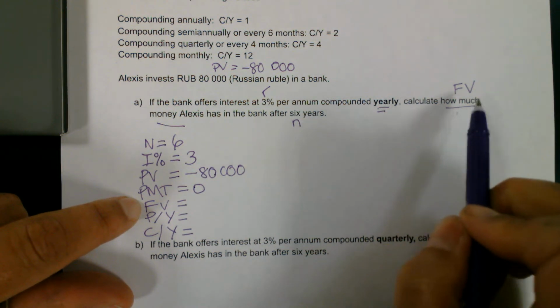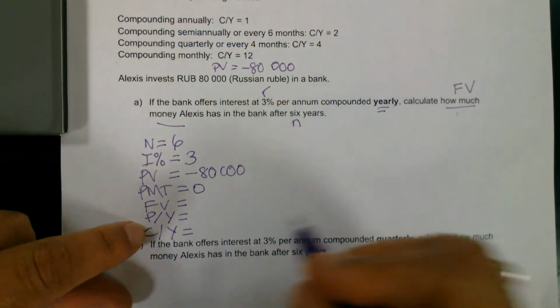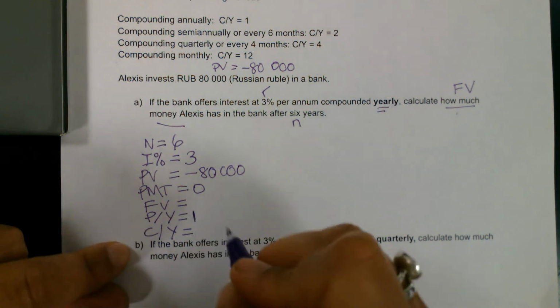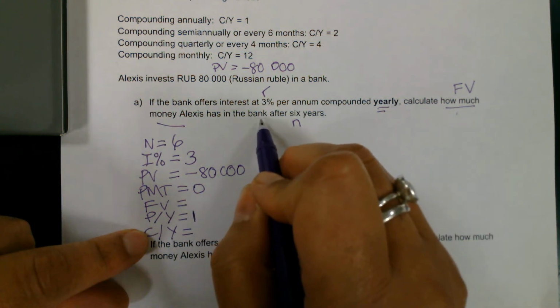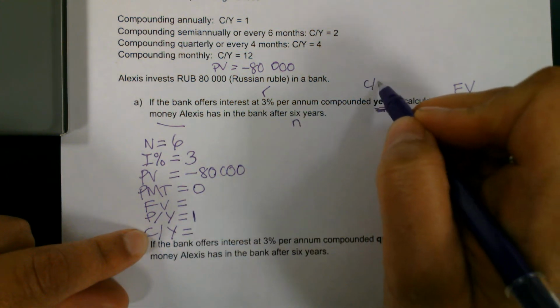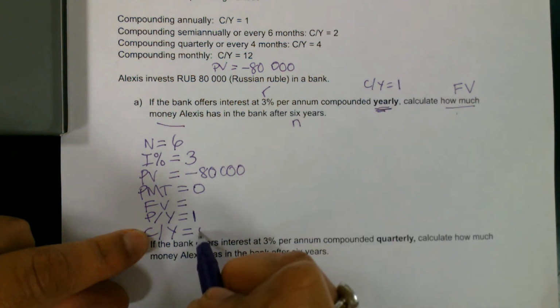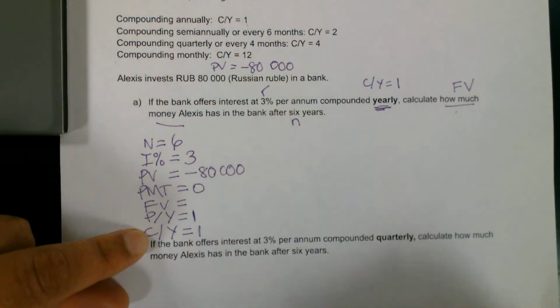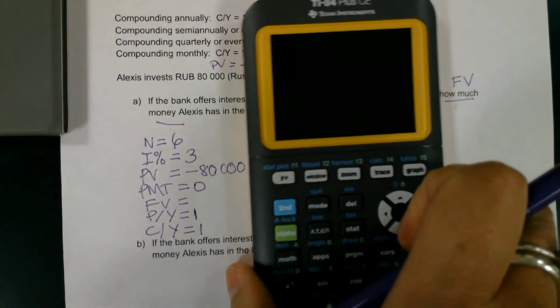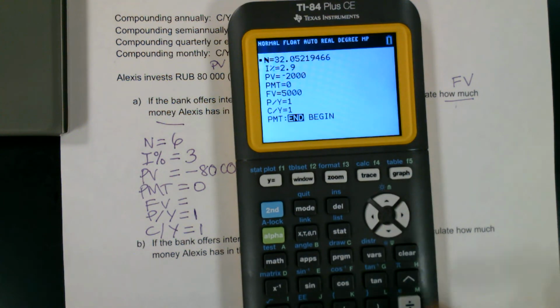Future value, that's what we're looking for, so it is going to be blank. Our PY is 1. And our CY, let's look, our compounded yearly. So our CY is also 1. Compounded yearly, also 1.